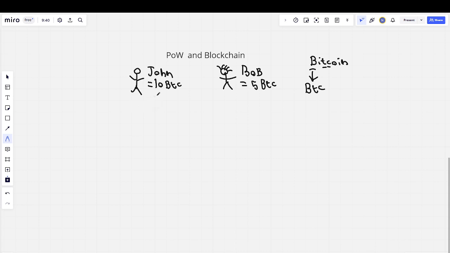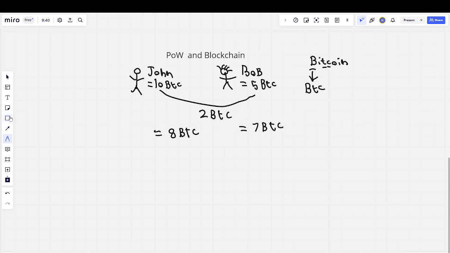So now let's talk more about John and Bob. John decides to give some Bitcoin to Bob. Bob decides to accept it. So John decides to transfer 2 BTC to Bob. Okay? So at the end of the day, John will have 8 BTC, while Bob will have 7 BTC. If you subtract 2 from one and add 2 to the other, that's what you'll get.